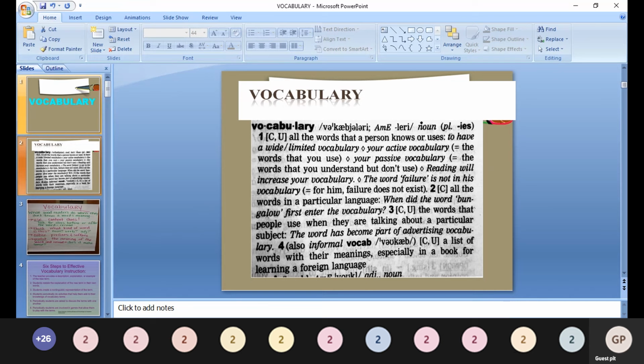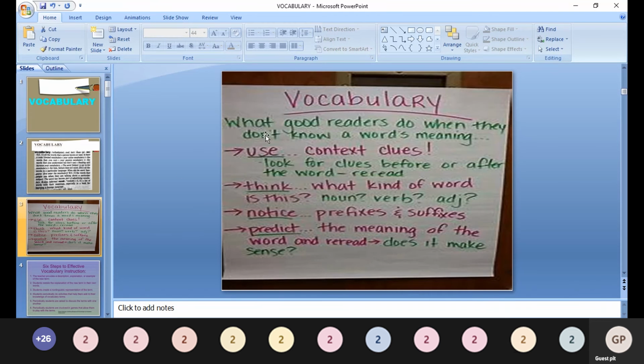Okay, so now we move on. What do good readers do when they don't know a word's meaning? Now, you read a novel or a storybook or something. When you read, you don't know the meaning of a particular word. So what will you do? Normally, what do you do?